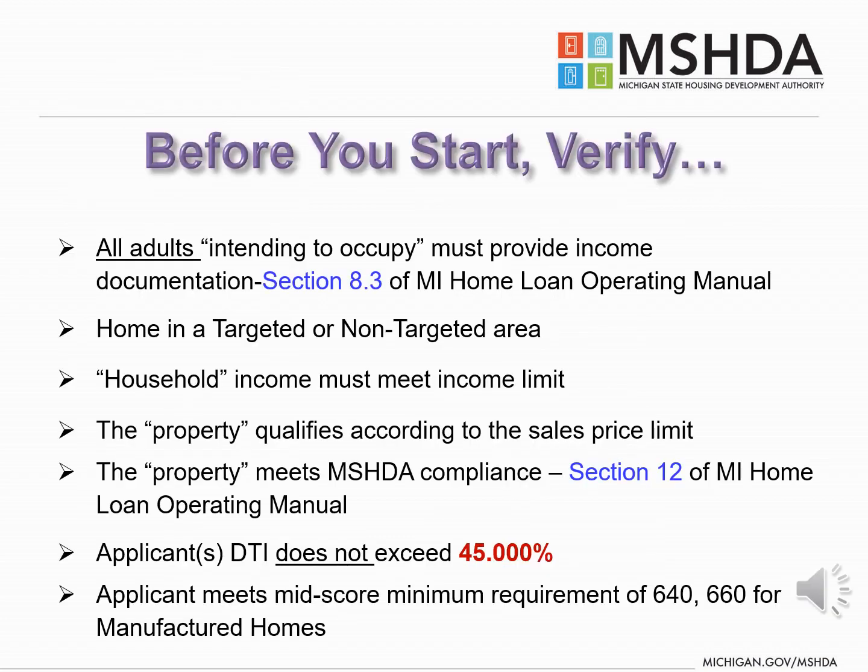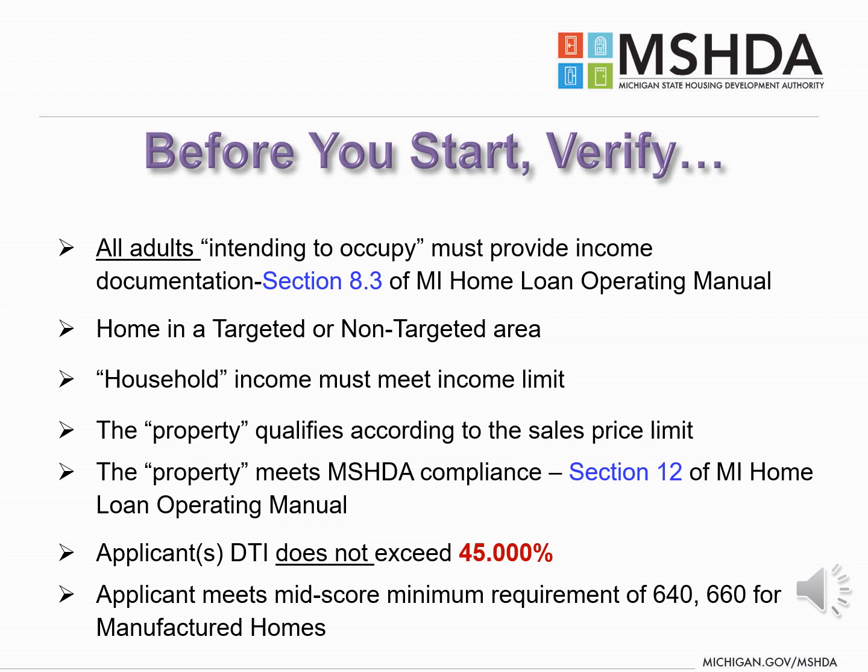Before you start, verify all adults intending to occupy must provide income documentation. See Section 8.3 of the My Home Loan Operating Manual. Verify the home is in a targeted or non-targeted area. Verify the household income meets the income limit. Verify the property qualifies according to the sales price limit. Verify the property meets MSHDA compliance. See Section 12 of the My Home Loan Operating Manual.